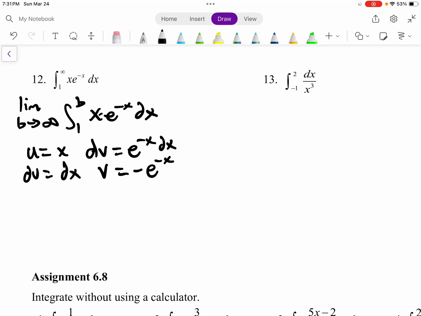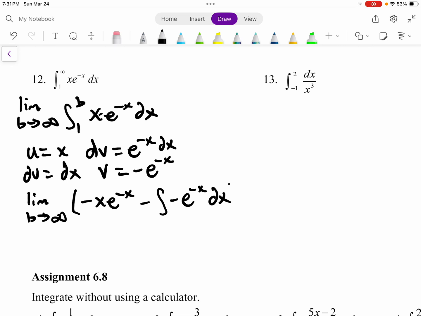Okay, let's go ahead and use the ultraviolet voodoo, right? So it's u times v, so I have the limit as b approaches infinity of x times negative e to the negative x, minus the definite integral of, and this is the voodoo part, v, negative e to the negative x, times du, which is dx. And I have to evaluate this all from 1 to b.